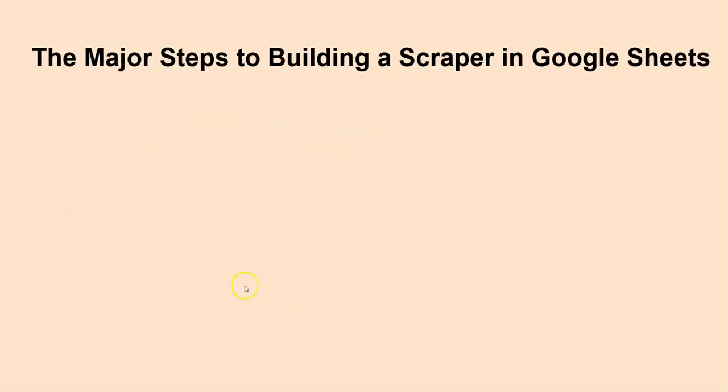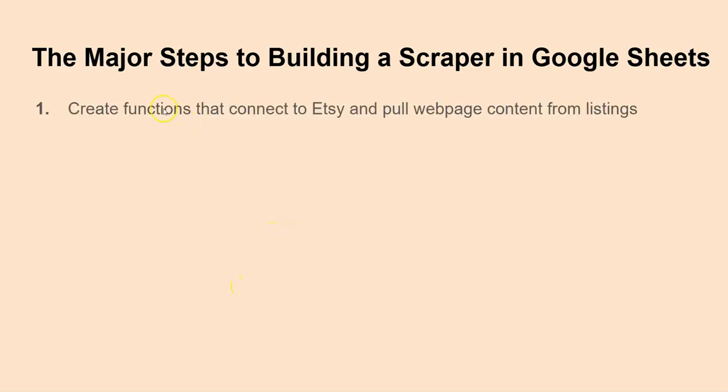Okay, now here are the major steps to building a scraper in Google Sheets. First of all, we're going to create functions that actually connect to Etsy and pull web page content from listings. That's number one. And by the way, if you're not a coder and you don't understand all that stuff like creating functions and all that, that's fine. You can just use the stuff and focus on the videos where I'm just showing you how to actually use the scraper. So you don't necessarily have to be a coder to be involved with this project. This is about helping people out there who want to be able to pull data from Etsy into Google Sheets without it costing them any money.